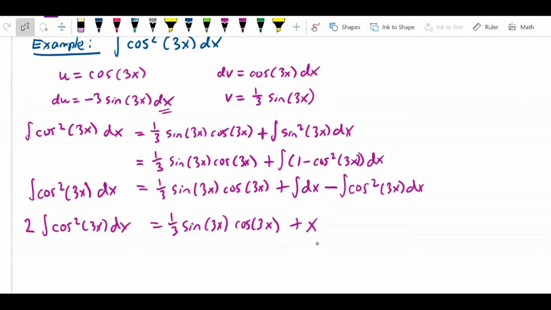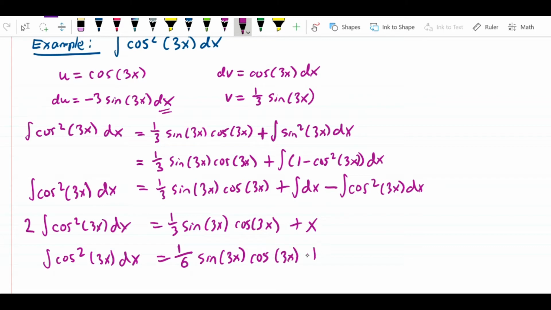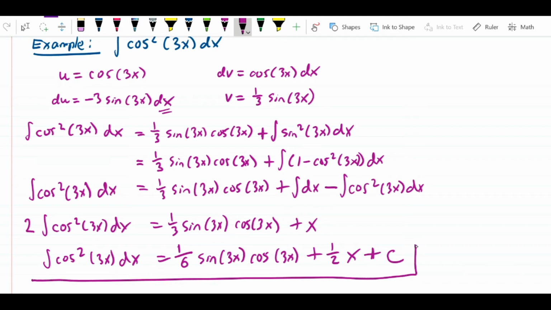And now finally I'm just going to divide both sides by 2, giving me that the integral of cosine squared 3x dx equals 1/6 sine 3x cosine 3x plus 1/2 x. Oh, of course I did just the easy part of the problem. I forgot the hard part, the plus C. There we go.